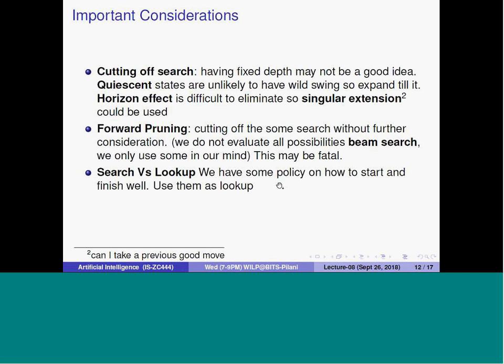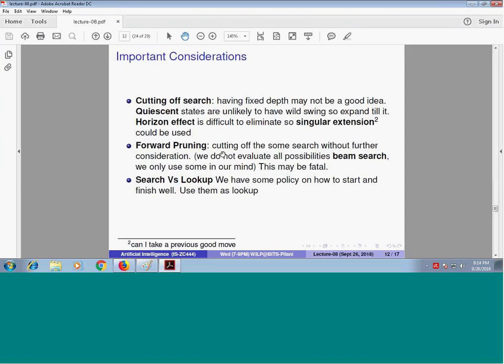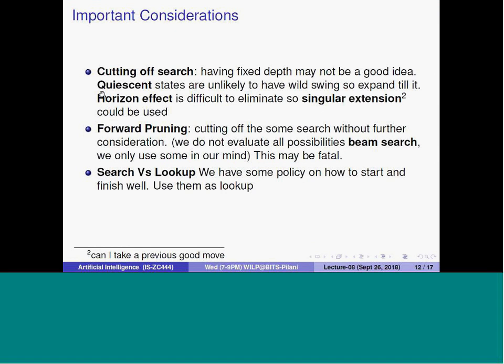There are some important considerations, such as cutting off the search. When should you cut off the search while going down? I told you that when I'm going down here, at what point should I cut off at this particular place? Should other places be the same, or sometimes do you go deeper? There is a very important concept called the quiescent state. What is the quiescent state?